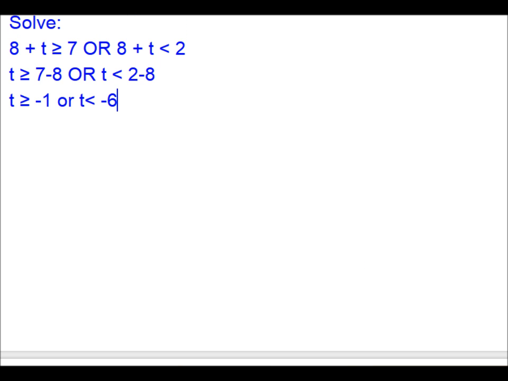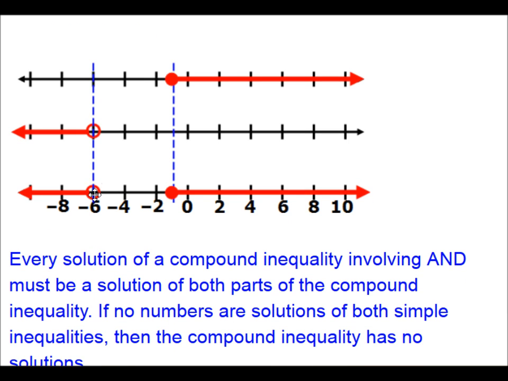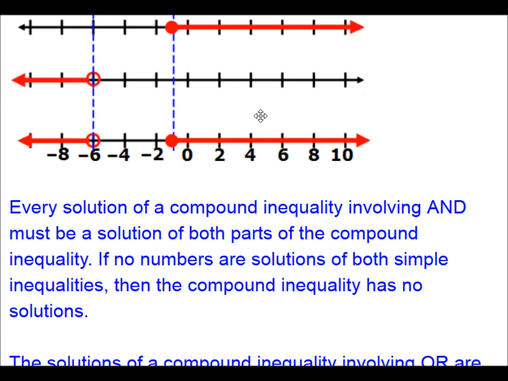T is less than minus 6 is this. Here minus 6, it moves to the left hand side. But it says not equal to minus 6, but less than minus 6. Here it says including minus 1 and greater than minus 1. So the answer will be a union of both the solutions. So t is either less than minus 6 or greater than or equal to minus 1. So this is the solution as per the number line.